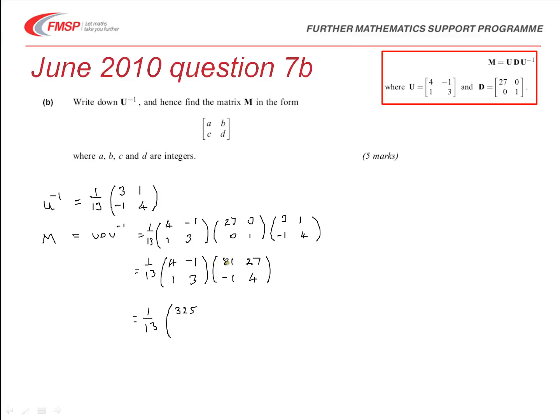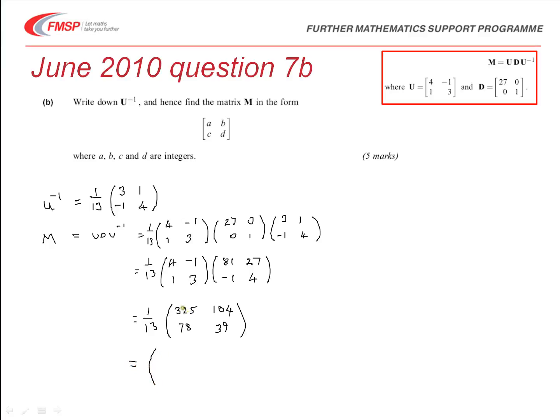And then we get 1 times 81, 3 times the negative 3, so that gives us 78. 27 times 4 is 108. Take away the 1 times the 4, so that's 108, that gives you 104. And then 27 times the 1 and 3 times the 12, that gives you 39. And then finally we've got to divide that through by 13.